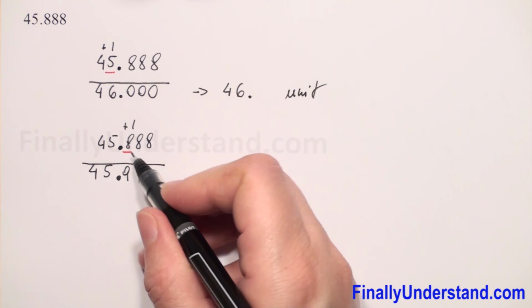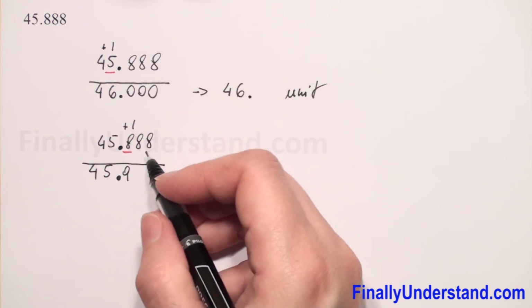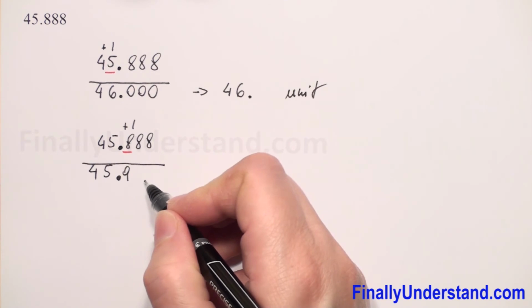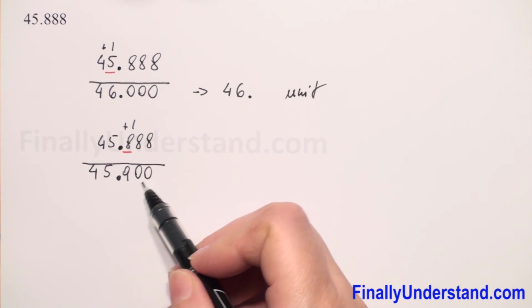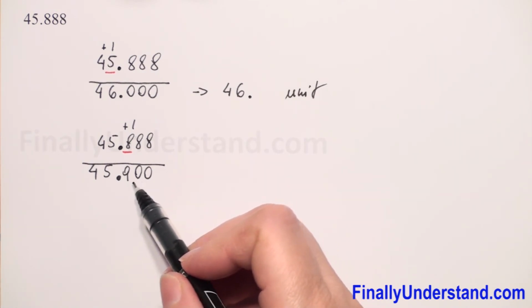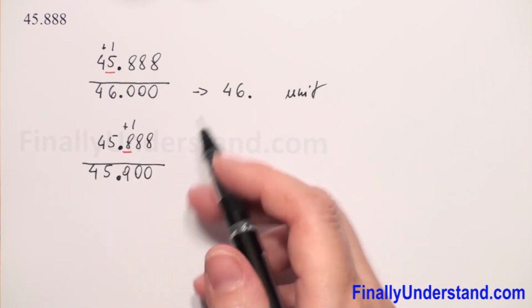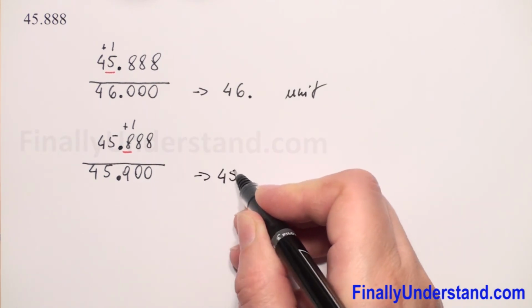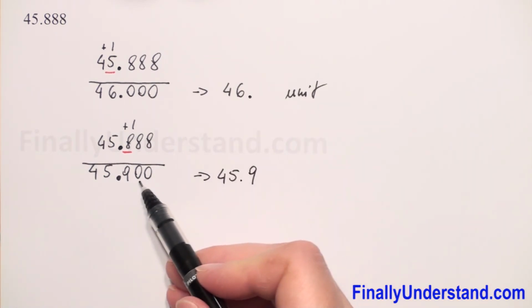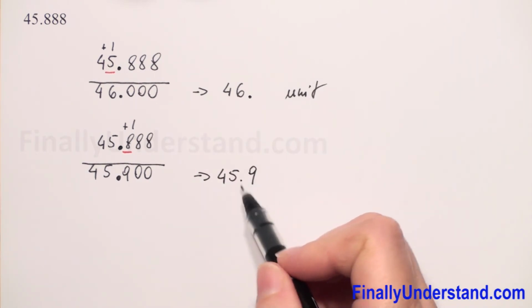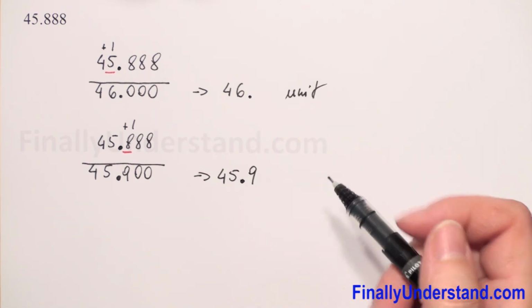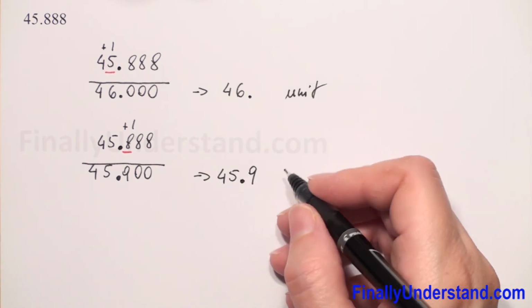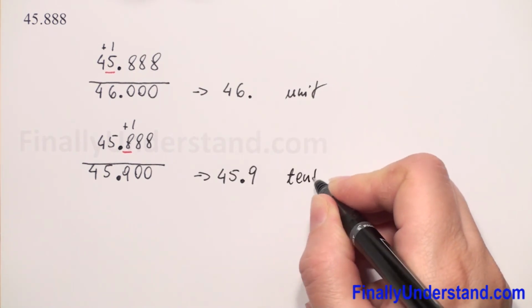After the tenth, because we round to the tenth, every digit will be 0. So we have 0, 0. These last two digits are not necessary, so we don't have to write them, because the value of our number is 45.9. When we add the zeros, it still is the same value, so we don't need to write these zeros. So this was rounding to the nearest tenth.